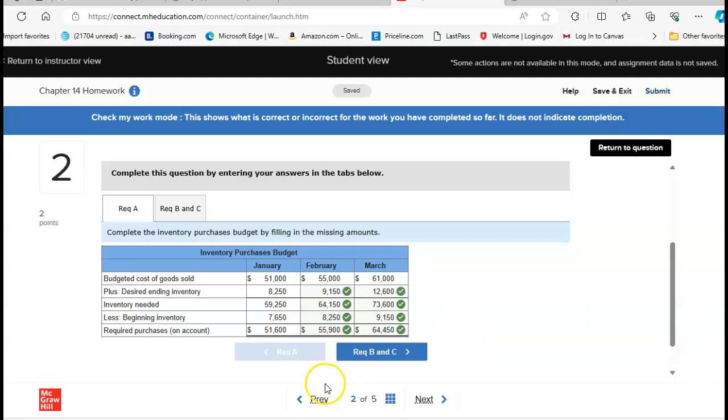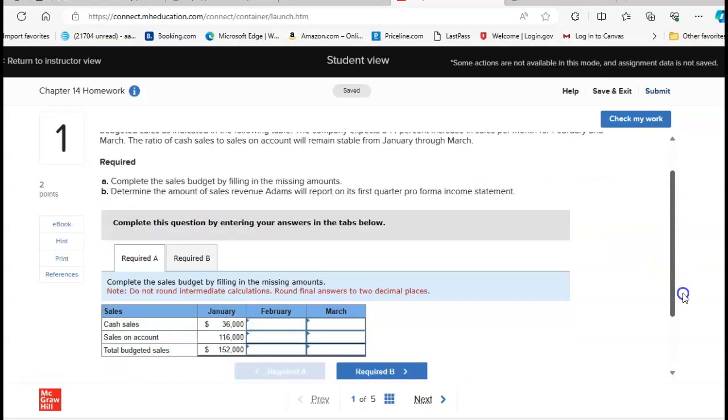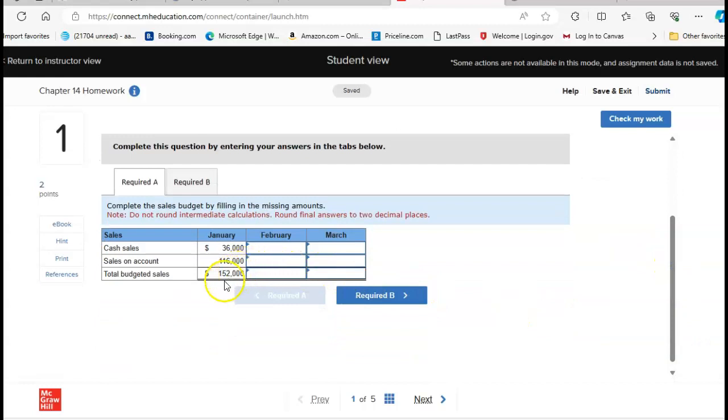Okay, let's do one more. I'm feeling pretty good. Let's go to question number 1, which is a sales budget. So for our sales budget, it says the company expects a 14% increase in sales per month for February and March. The ratio of cash sales to on account sales will remain stable. So let's take a look at the transactions for January, where they gave us cash sales and the on account sales. So let's first determine the percent of our cash sales to on account sales.